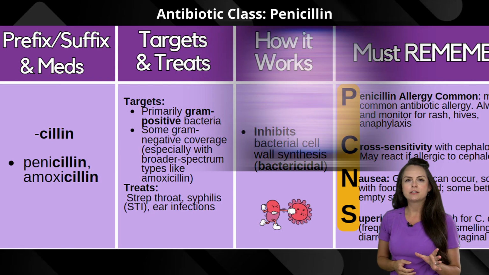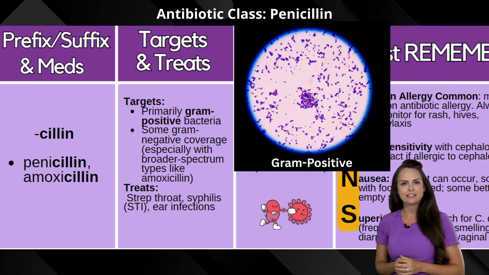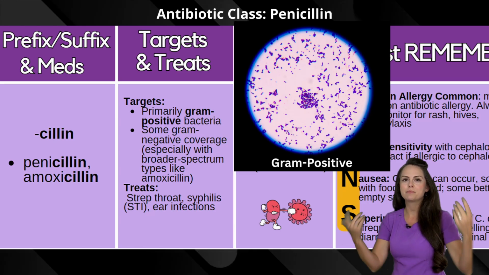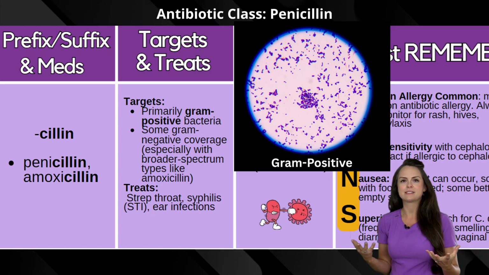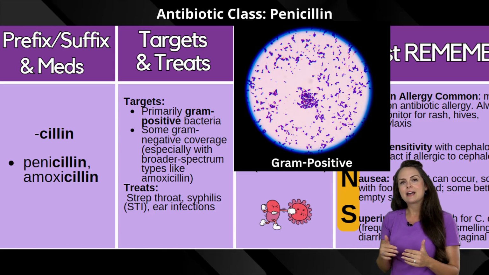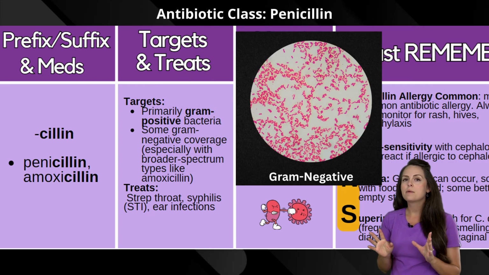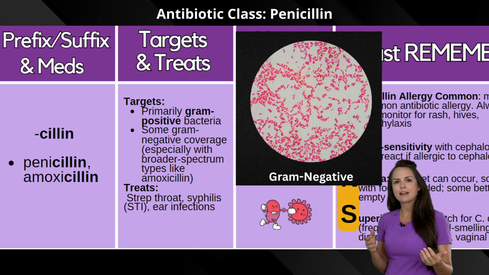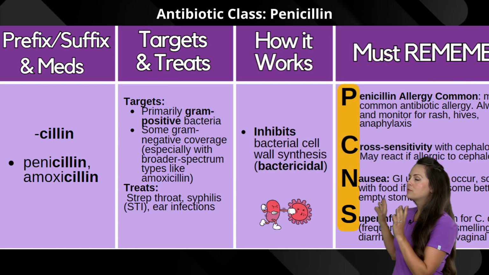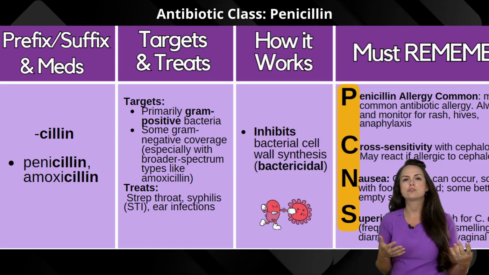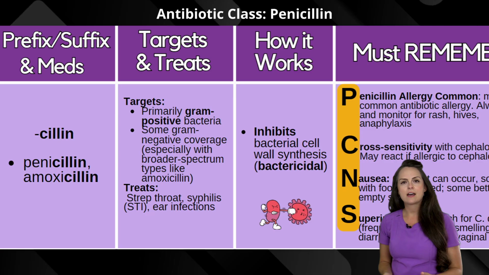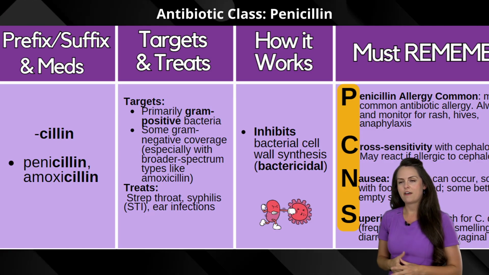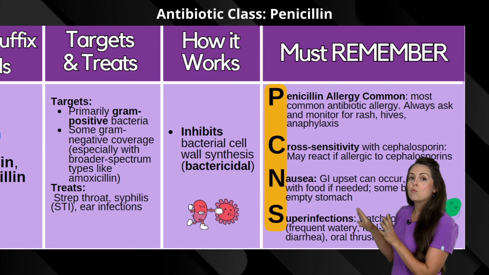Well, they primarily target gram-positive bacteria, and how I remember that is that penicillin starts with P, that's telling me we're dealing with positive. Now, on the flip side, they do target some gram-negative bacteria, especially those broader spectrum types like amoxicillin. So because of that, they're really helpful in helping us treat strep throat infections, STIs such as syphilis, and ear infections. Now, how do they work?